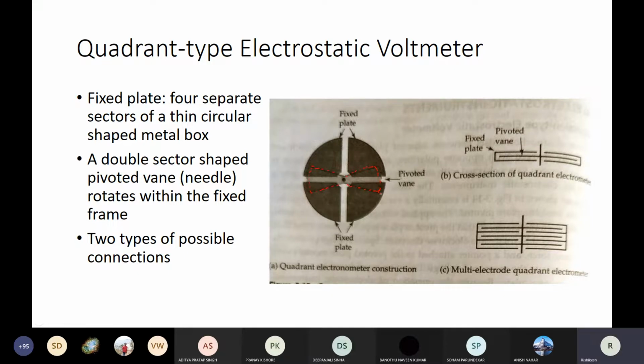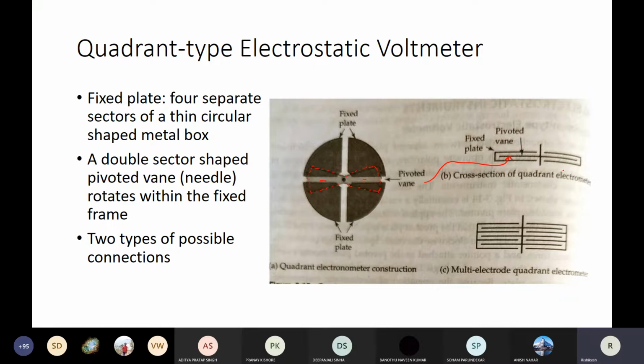This is shown dotted because it is inside the box, so when you look from the top you will not be able to see it, just this region is visible. It is a double sector shaped pivoted vane, also called a needle, and it rotates within the fixed frame. You see it rotates in this region.